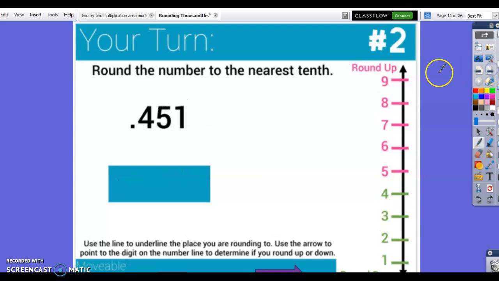Here's one for you. Now I want you to round this one. It reads 451 thousandths rounded to the nearest 10. So pause the video here, write it down, and see if you can round it to the nearest 10.